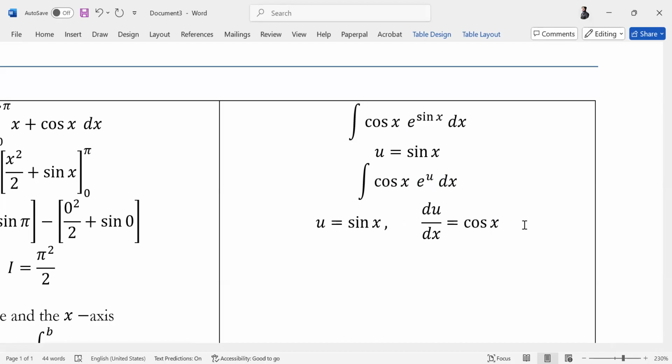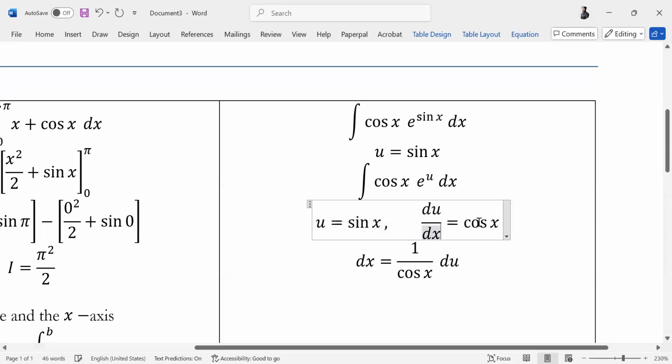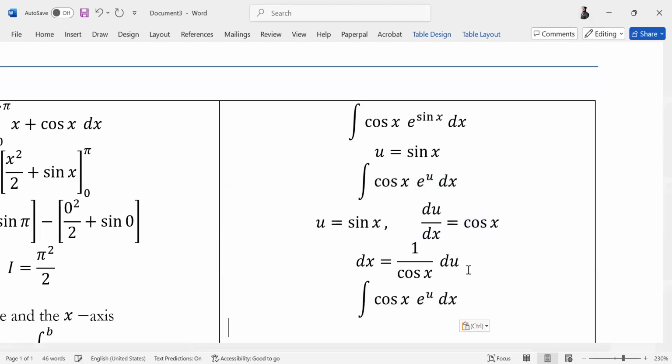Don't worry, we will do that, no need to get upset. First understand this. Now, from this can I make dx the subject of the formula? What will be my dx? 1 upon cos x du. Any issue? Any problem? The dx multiplied over there, cos x comes over here and divides. So now in place of dx, can I substitute this?